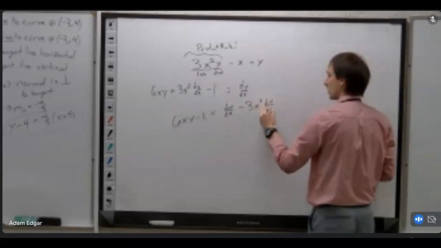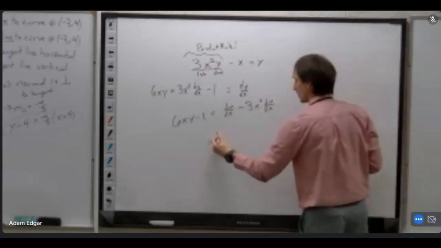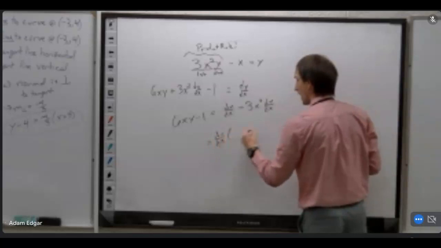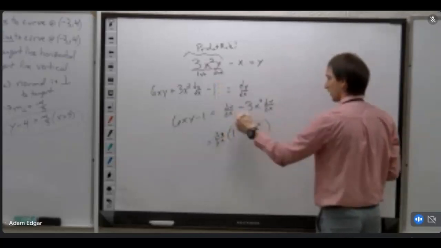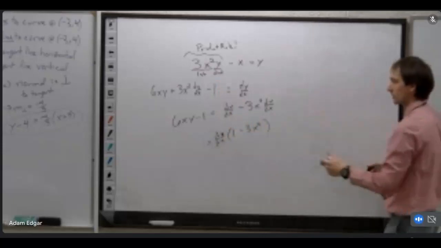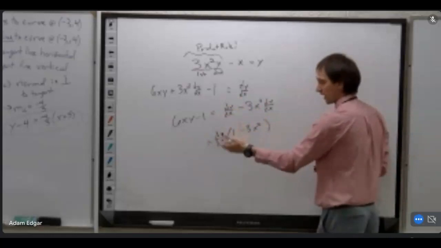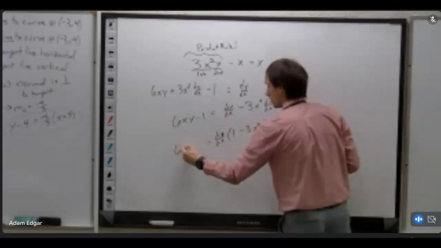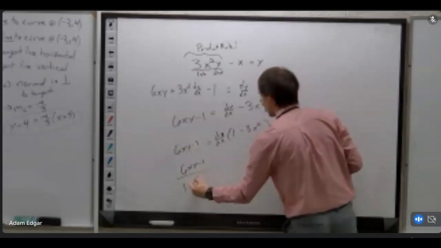Then, what I think is the most common mistake I'm seeing is that when we factor out the dy dx here, what's left behind? 1 minus 3x squared. A lot of us are forgetting that 1. So this dy dx, when you pull it away from itself, you're left with a 1, not nothing. So when you divide, you end up with 6xy minus 1 over 1 minus 3x squared.